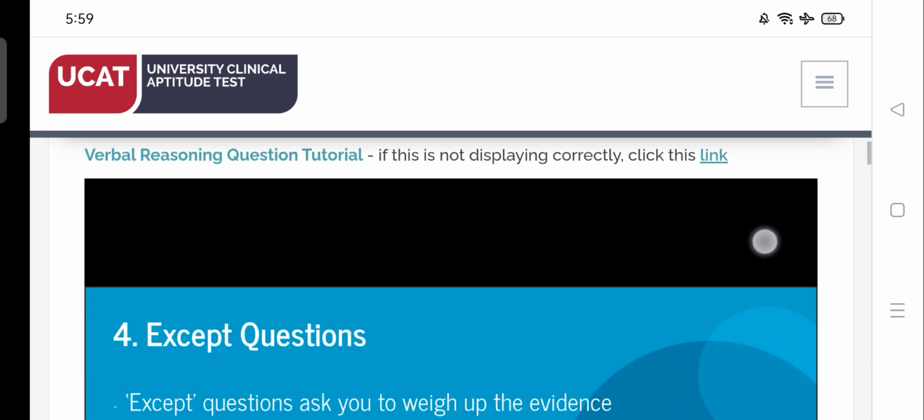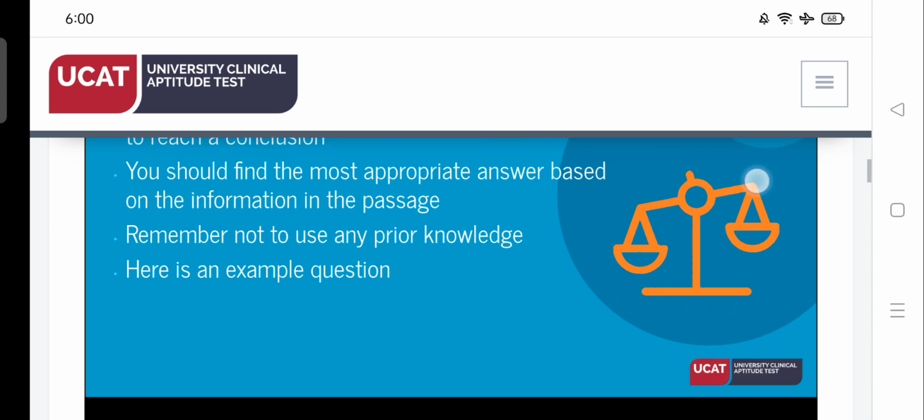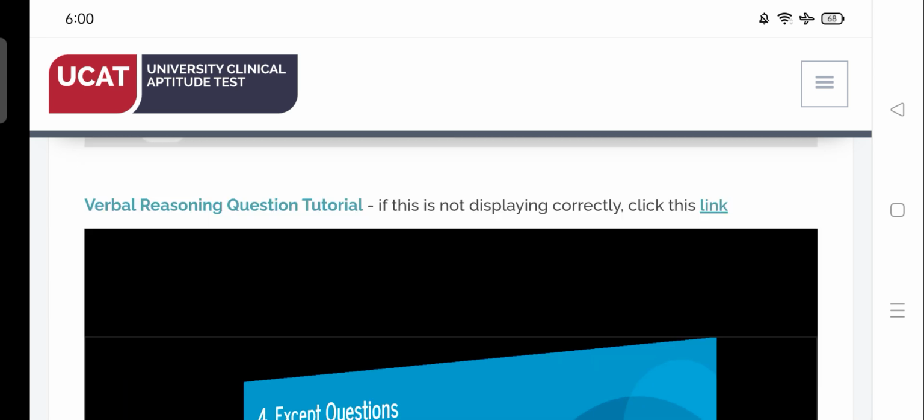Okay, next we have the fourth type, which is "except" questions. Except questions ask you to weigh up the evidence to reach a conclusion. You should find the most appropriate answer based on the information in the passage. Remember not to use any prior knowledge. So except questions ask you to weigh up the evidence to reach a conclusion. You have to find the most appropriate answer.